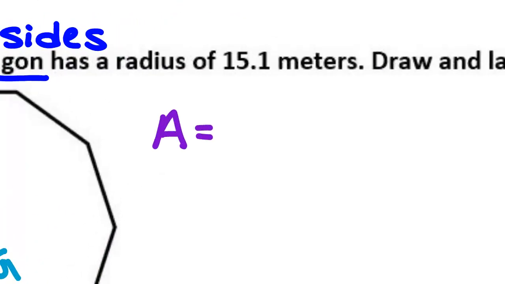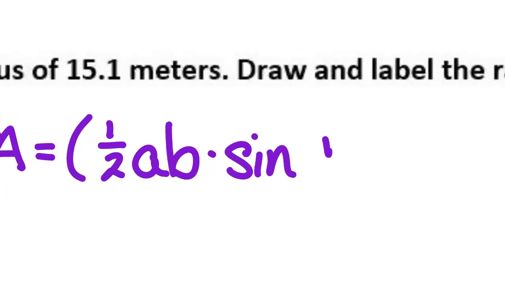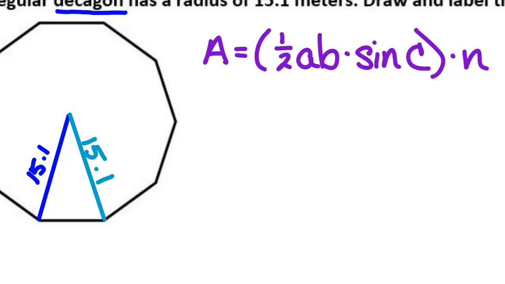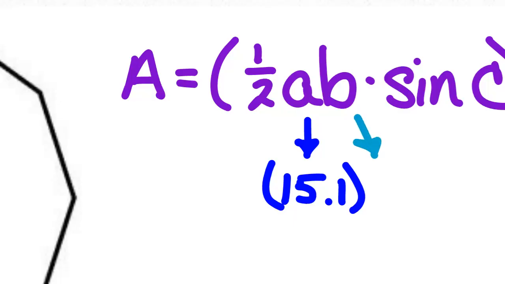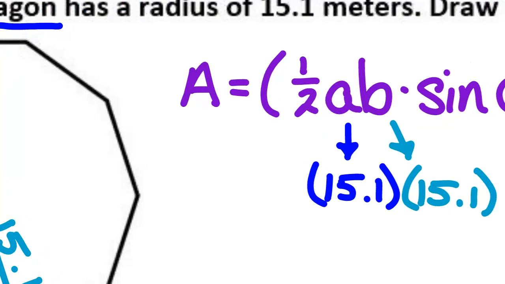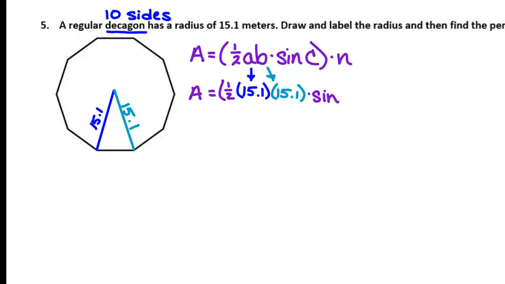Because the area formula for a regular polygon when we've been given the radius is 1/2 AB times the sine of angle C times the number of sides. What are we putting in for A and for B? 15.1. We've got that 1/2 out in front before the parentheses. All right, then we have times the sine of angle C.